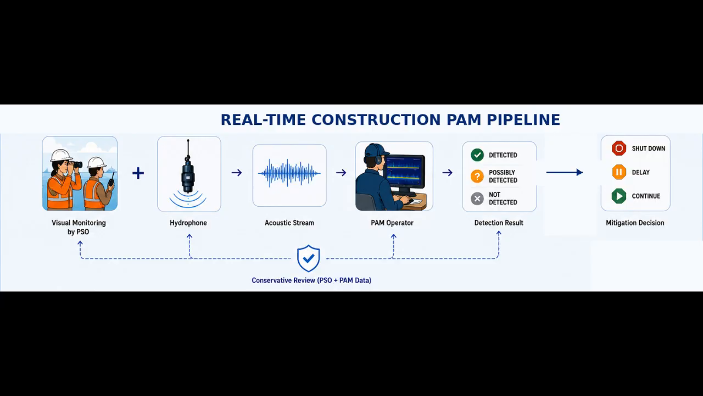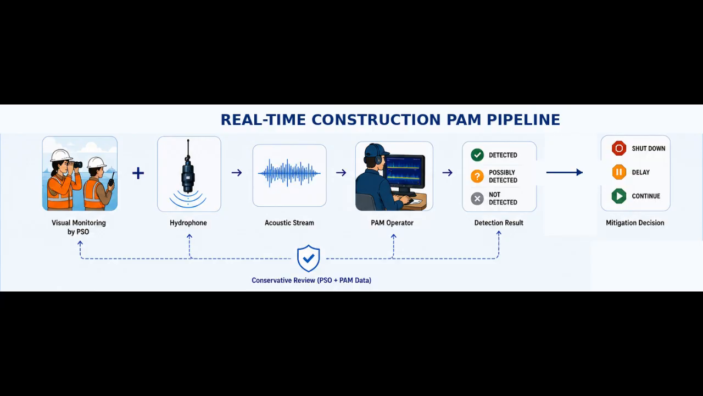During foundation installation, acoustic monitoring does not operate in isolation. It works alongside visual monitoring by PSOs. Visual observers can confirm animals at the surface, estimate distance, identify behaviors, and sometimes confirm species. Acoustic systems can detect vocalizing animals beyond visual range, at night, or in poor visibility. One sees, one listens. Together, they reduce the chance that an animal is missed.